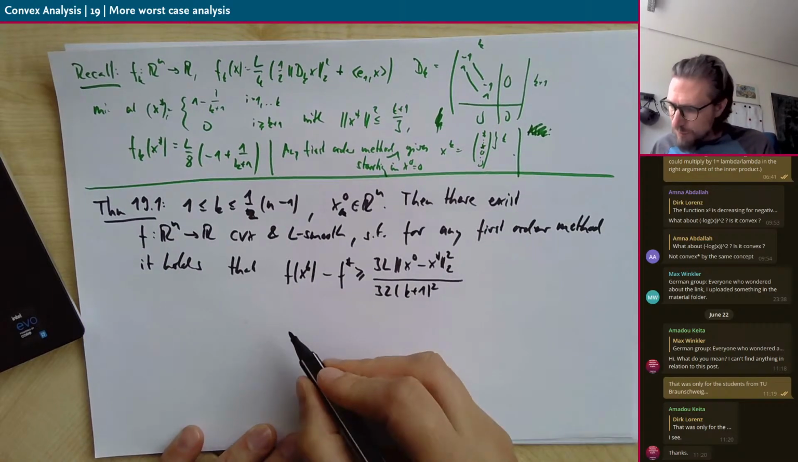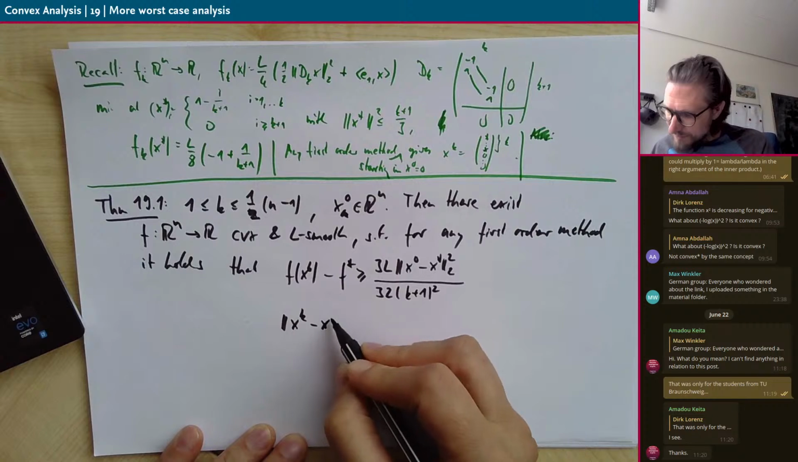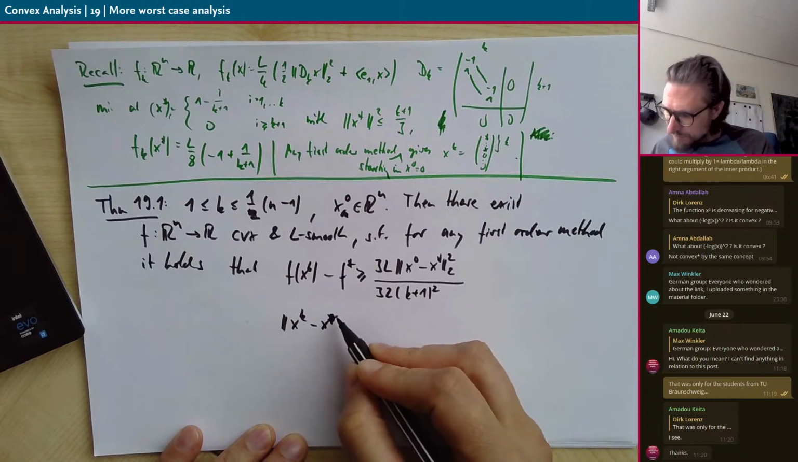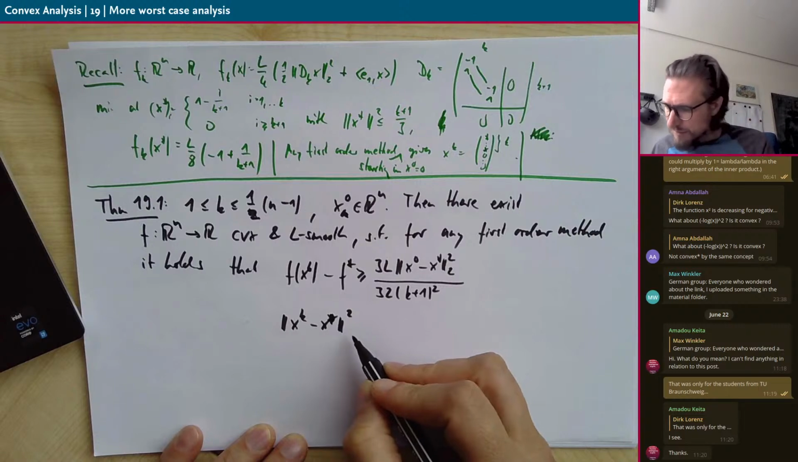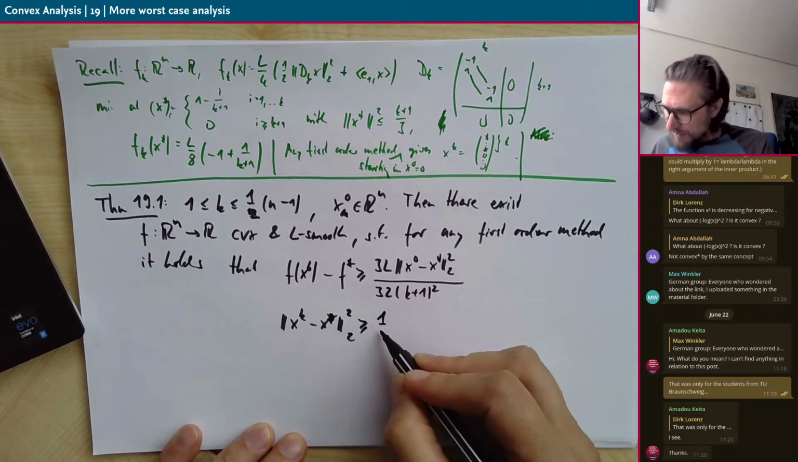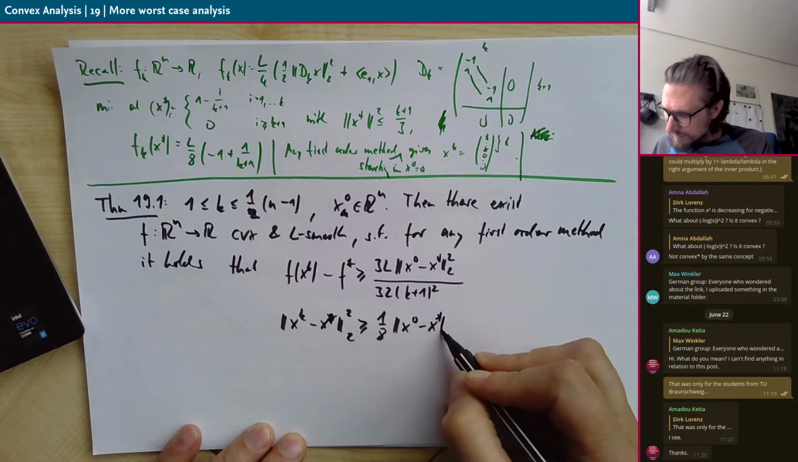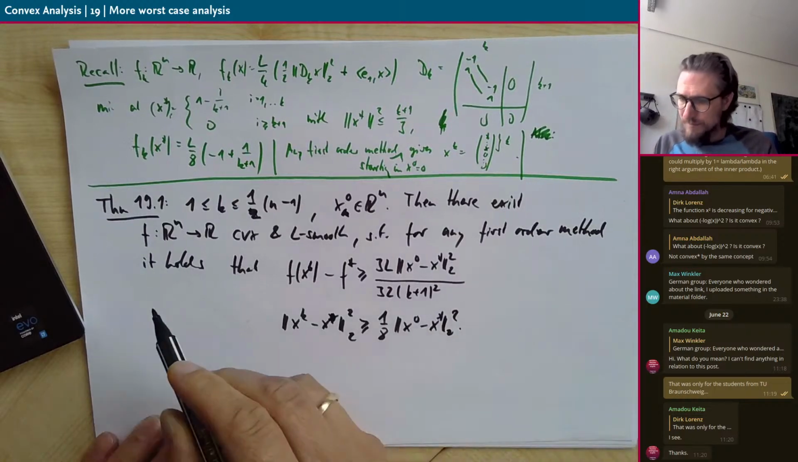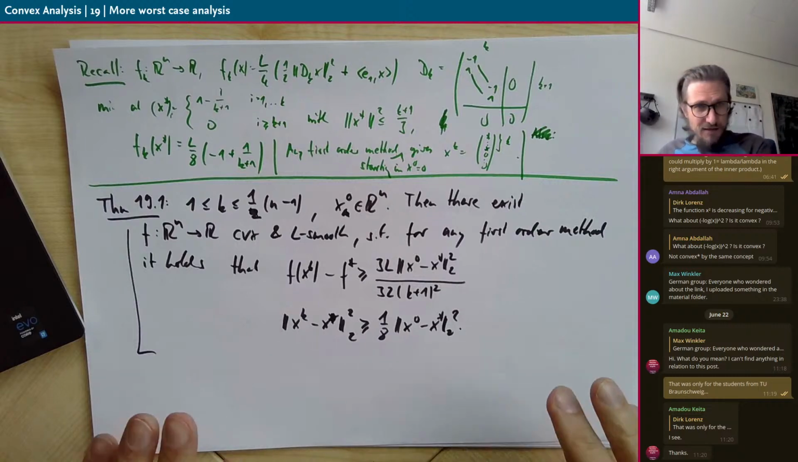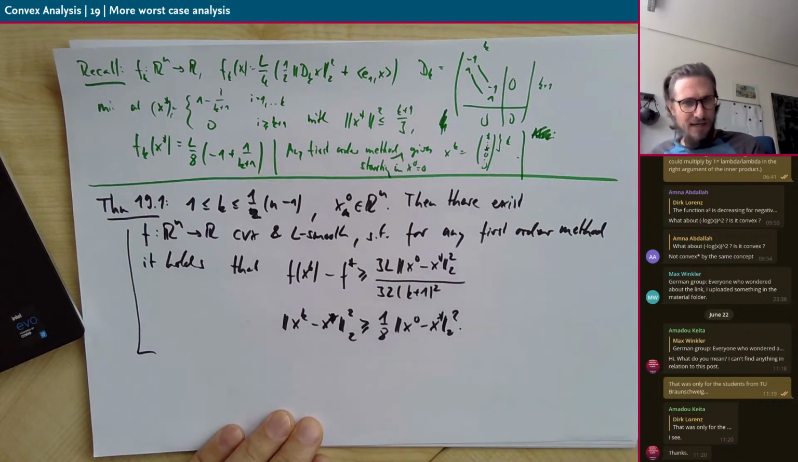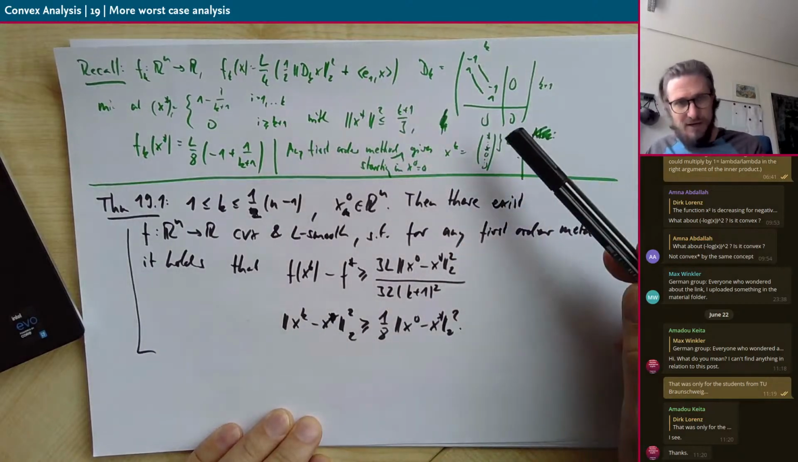And there's also a lower bound on the distance of the kth iterate to the solution. So there's an x star here, squared. It's larger or equal to 1 over 8 times the initial distance. So that's the result. That's the lower bound we get. It's basically choosing the function like this one up there.